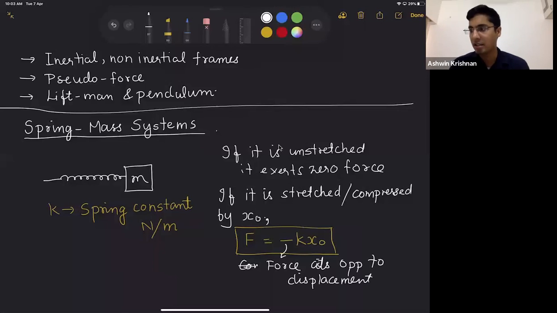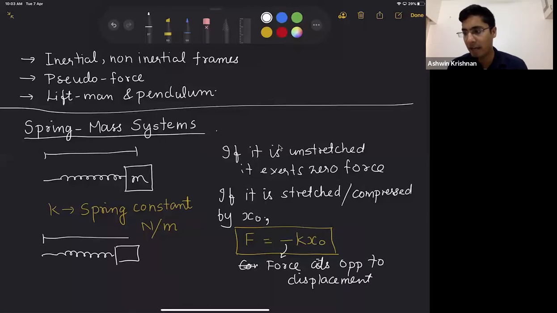So for instance, let's say this is the natural length L. If you compress the spring by x naught, now its length becomes L minus x naught. Now what will happen is the force will be kx naught. Because you compressed it in this direction, the force will act on the mass in this direction, kx naught. That's what is denoted by the negative sign. So if you compress it, it will try to push you back.